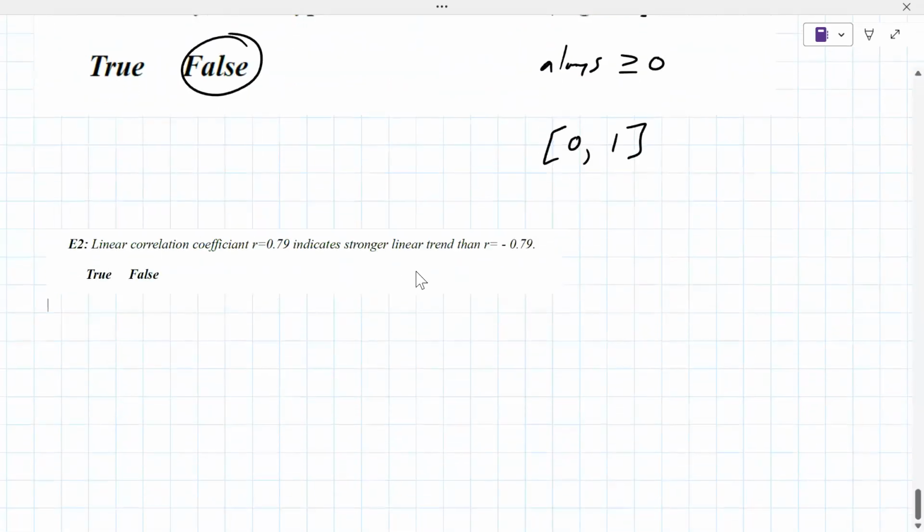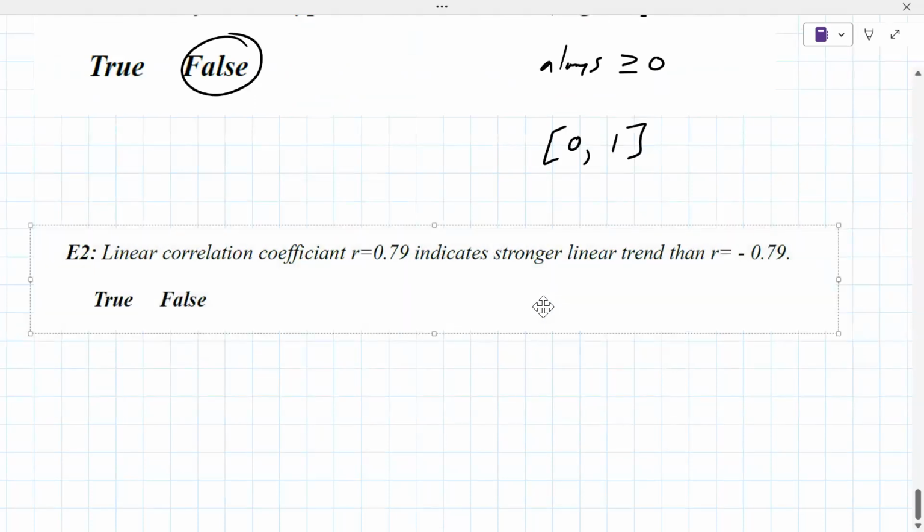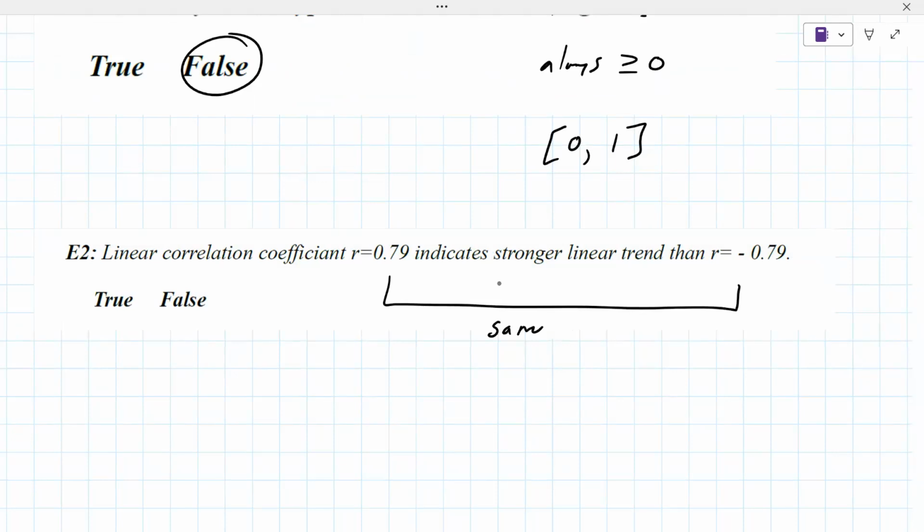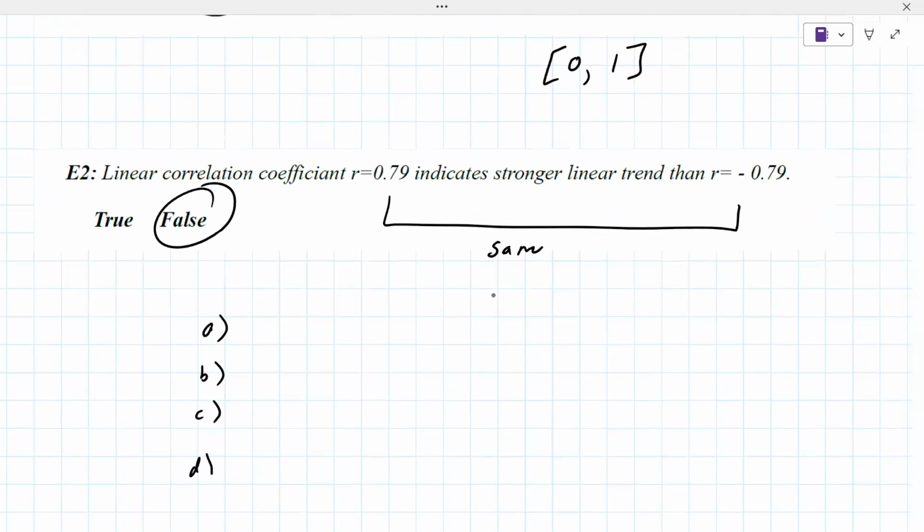All right, next thing here: a linear correlation coefficient of 0.79 is stronger than minus 0.79. These are actually the same. So another false one. Typically they'll ask you a multiple choice, like which is the strongest correlation, and it'll be like 0.21, minus 0.55, 0.97, minus 0.98. And the strongest one, this one's actually the strongest. It's the biggest number without the sign. Okay.